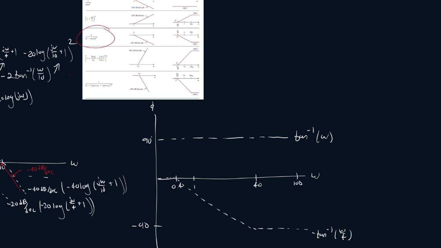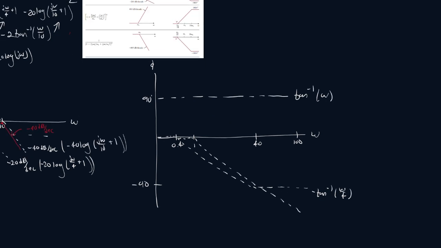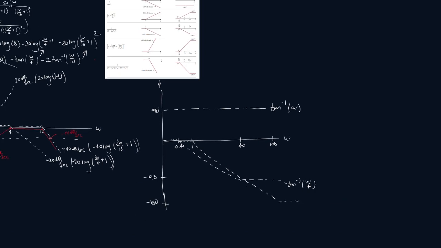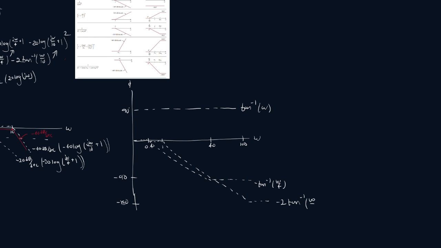And then this jumps, since this is to the power of 2, when we're here, we jump all the way down to minus 90 times 2, which is minus 180. Then we continue from here. And this will be minus 2 tan inverse W over 10.